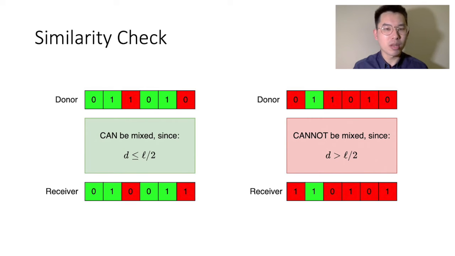We propose a similarity check to prohibit chromosomes from different subpopulations from being mixed with each other. We define two chromosomes to be similar if their Hamming distance is smaller than or equal to half of the chromosome length. In addition, we make a restriction on the mixing such that given a receiver, only chromosomes similar to the receiver are candidates for the donors.